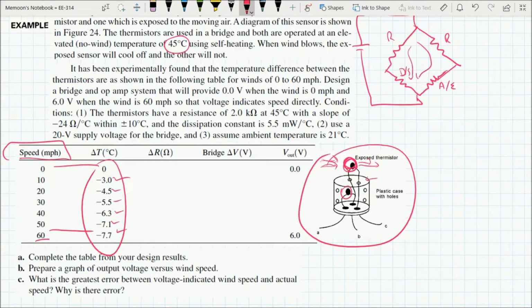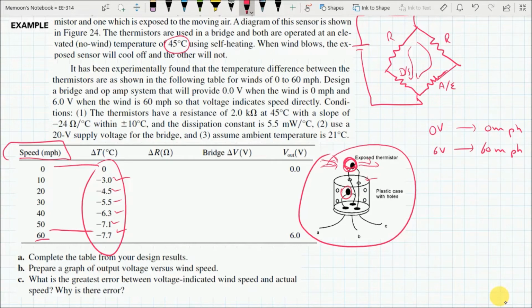What we have to do is design a bridge and op-amp system that will provide 0 volts when the wind speed is 0 miles per hour and 6 volts when the wind speed is 60 miles per hour. So effectively, the voltage will give you the wind speed.